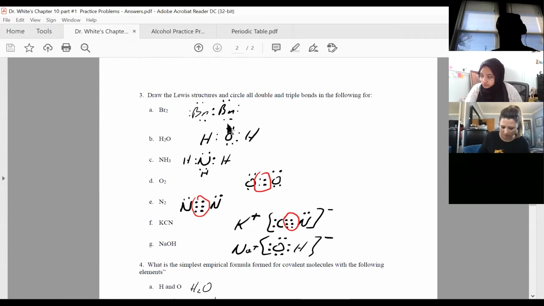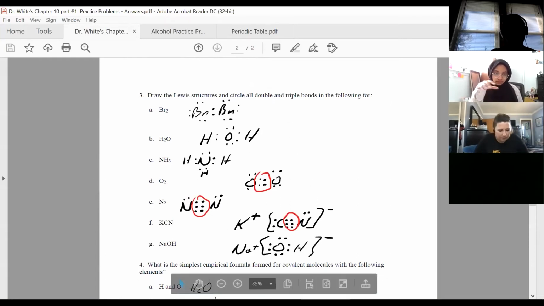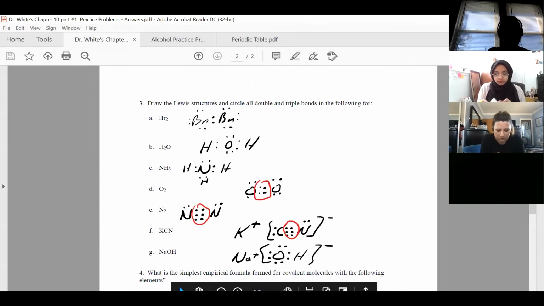Now, next thing is draw the Lewis structures for all the following and circle all double and triple bonds. So let's look at how we do Lewis structures of molecules.